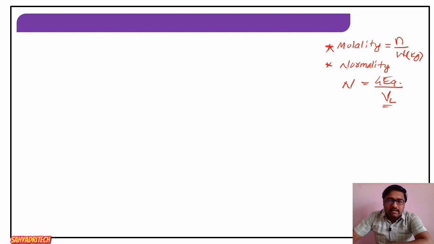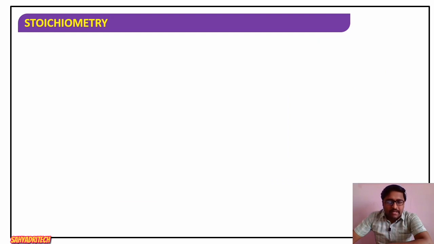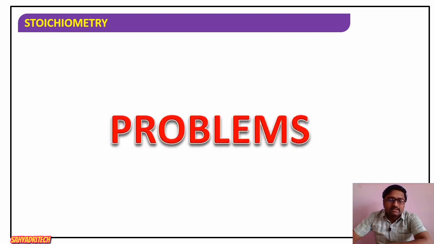Again, molality is a temperature independent concentration term, and normality depends on the temperature. So that's regarding all the concentration terms which are used to express the concentration of a solution, right? Now in this session we are going for numericals, or you can say problems, on those concentration terms.